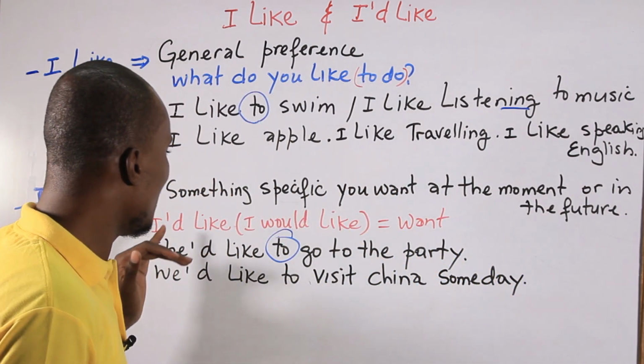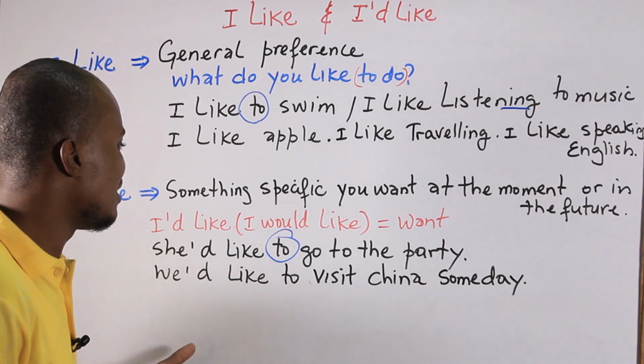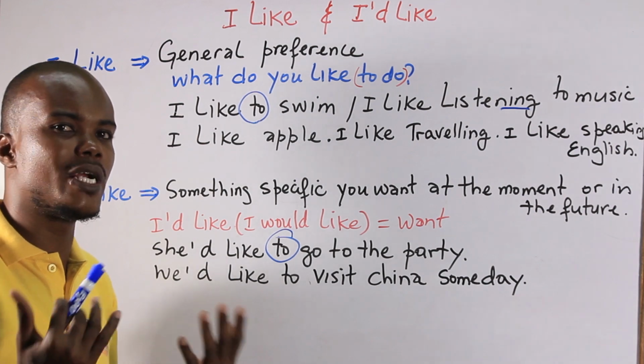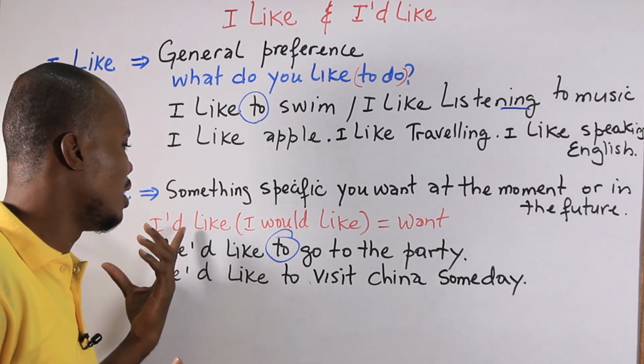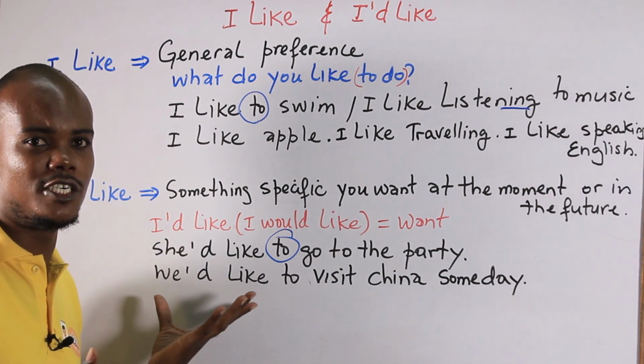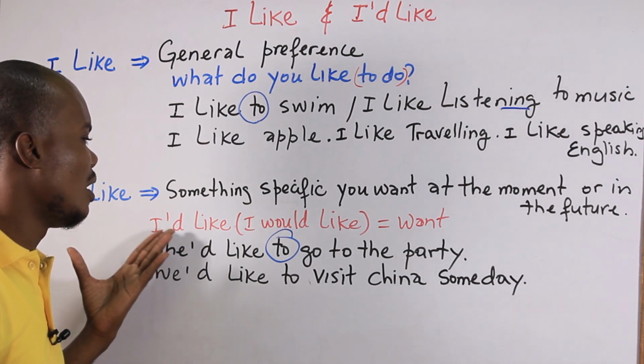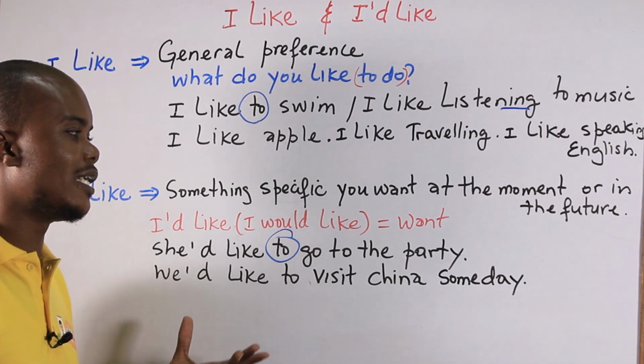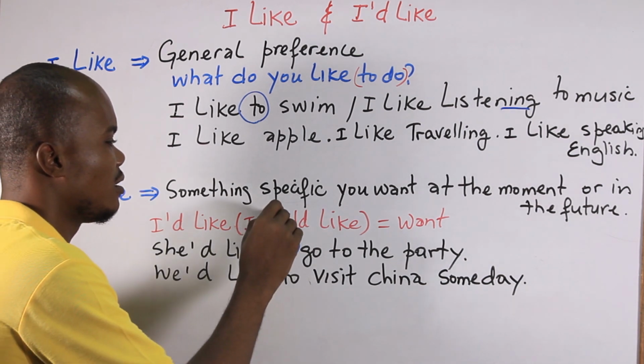And what is I'd like? What does it mean exactly? What is it exactly? Because when I say I'd like, it's a contracted form. We have the contraction here. It's the contracted form. I'd like as I would like. I would like. Do not pronounce this.